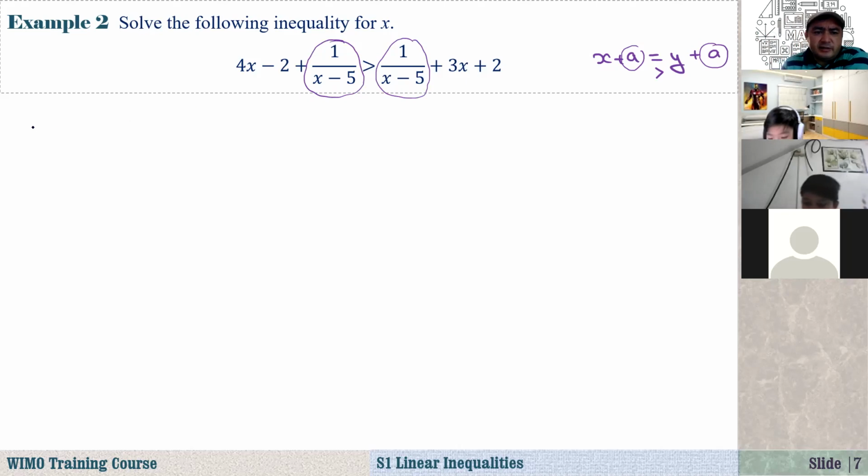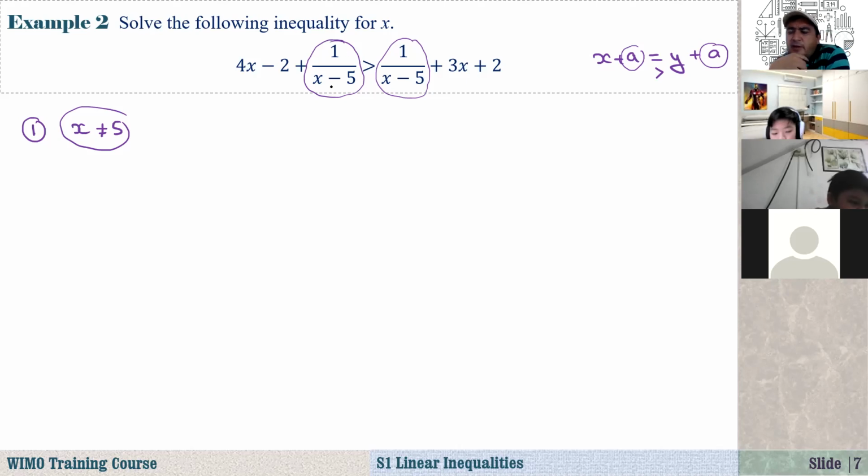What condition? That is, if that thing is actually defined, that means that x is not equal to 5, right? Because if x equals 5, 1 over 5 minus 5, the 5 minus 5 is 0, 1 over 0. In math, we do not have zero division operation, right? We cannot divide any number by 0. Such thing is not defined. And that's why, just keeping this in mind, now I can cancel them from both sides, right? Because they are exactly the same thing.